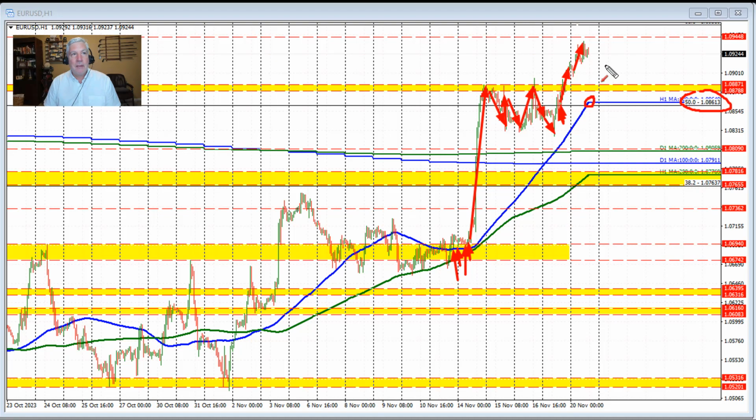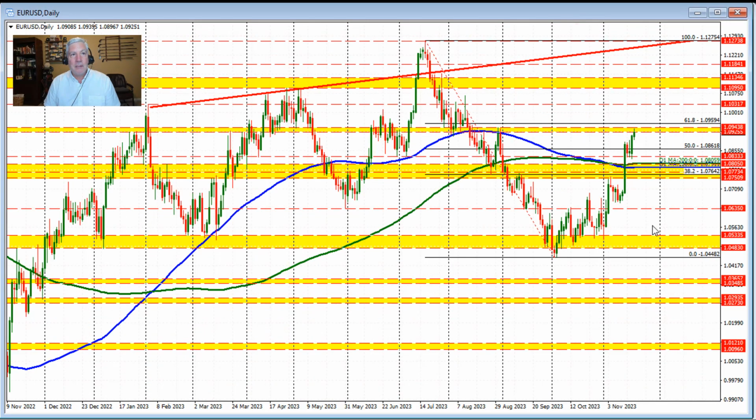And we'll see if that swing area off of the daily chart can hold resistance. Again, it comes between 1.0925 and 1.09438. Watch that area on the top side for bias clues for the euro versus US dollar going forward.